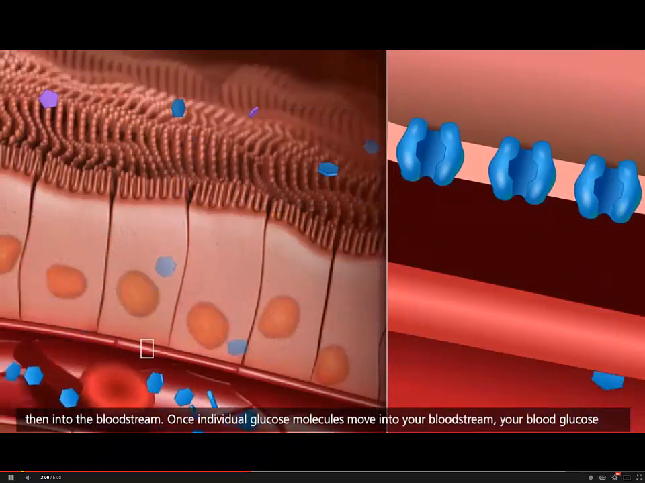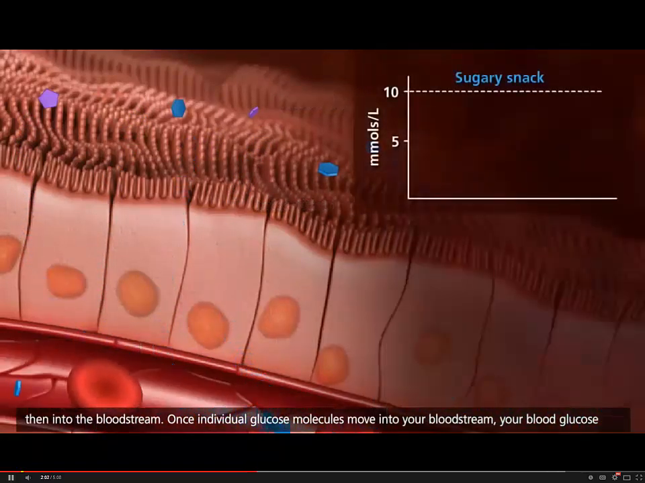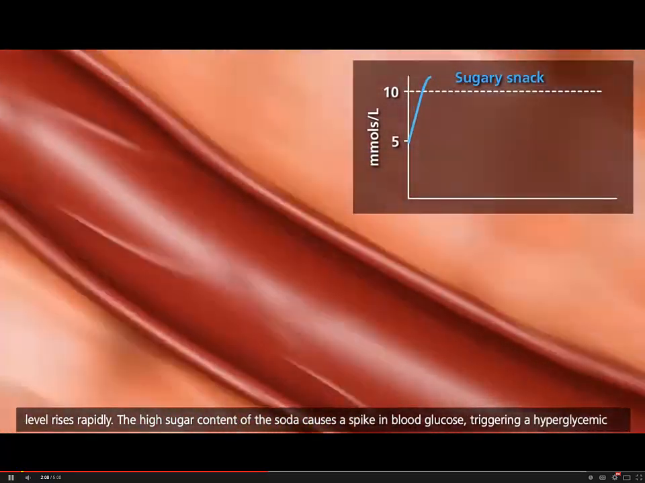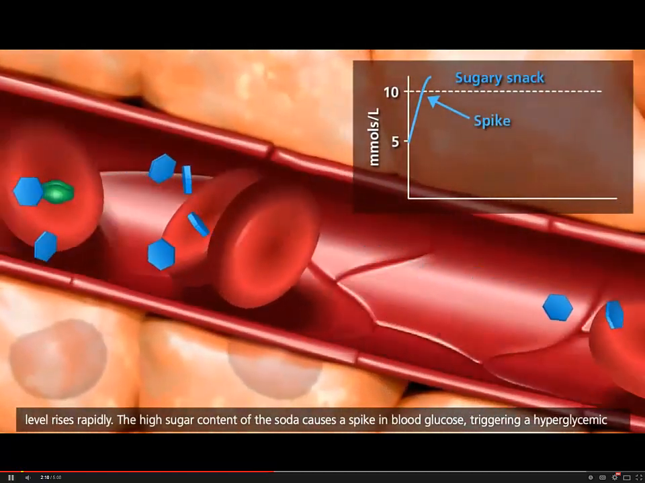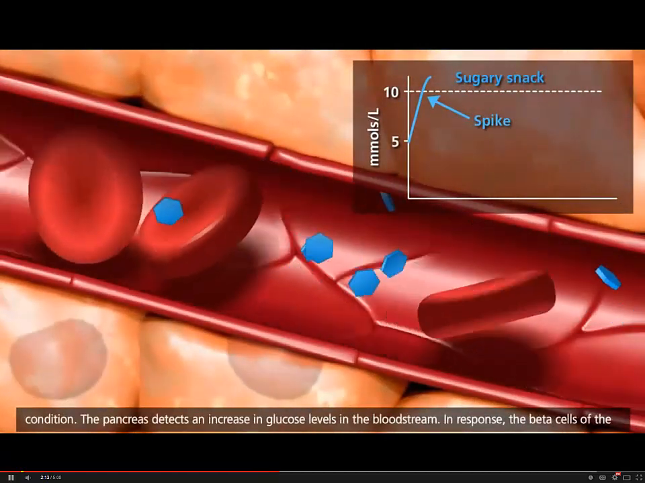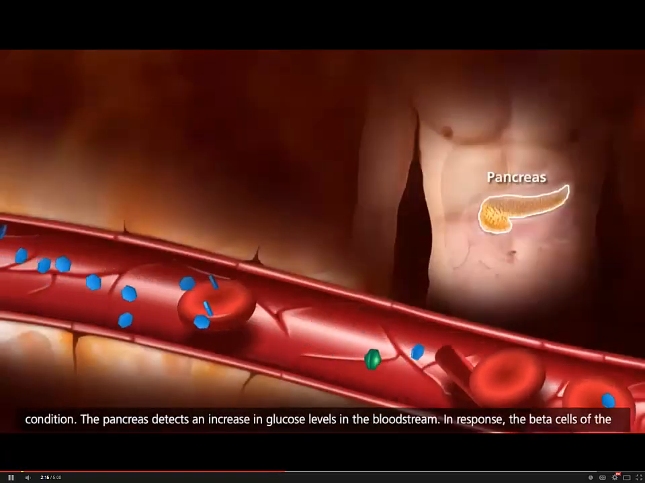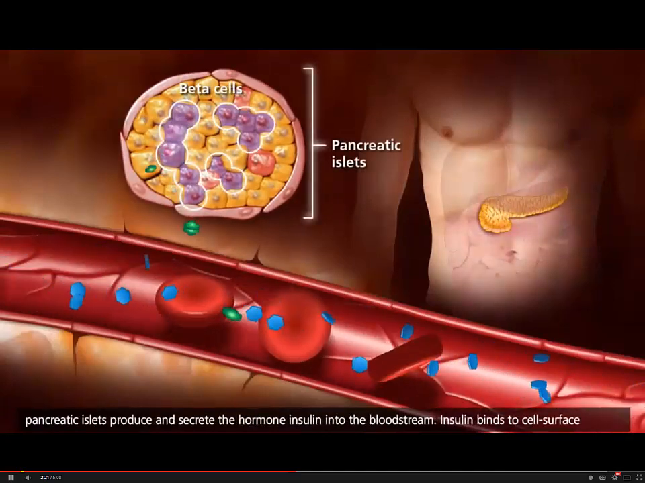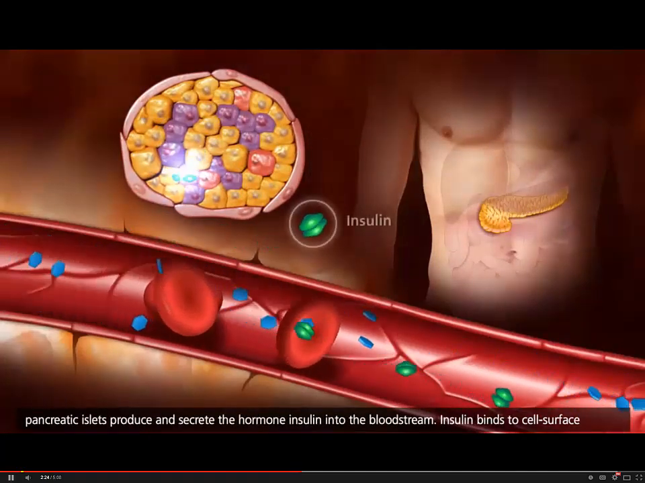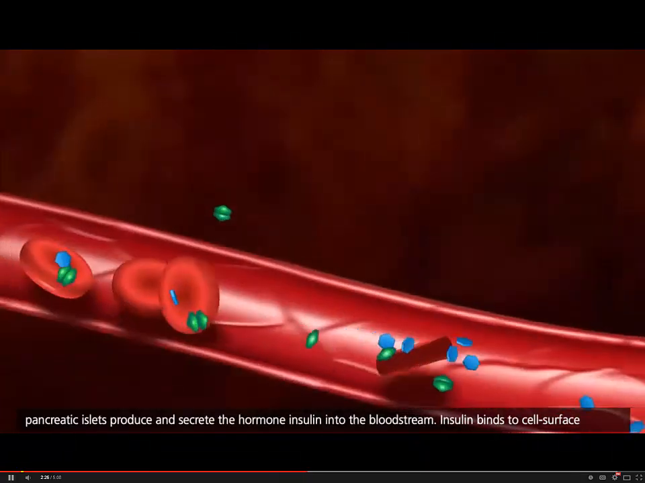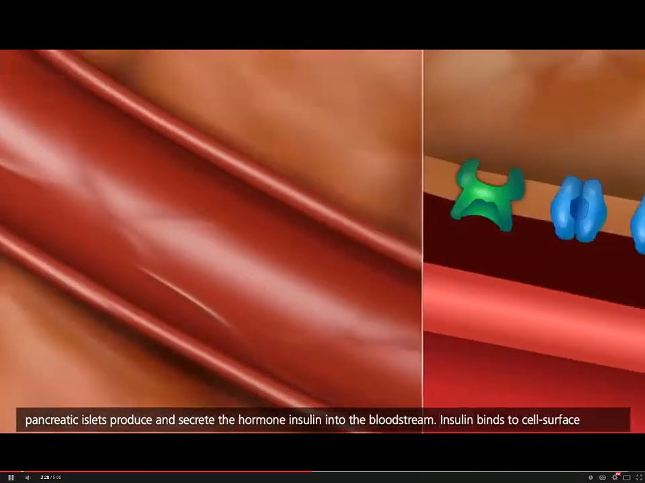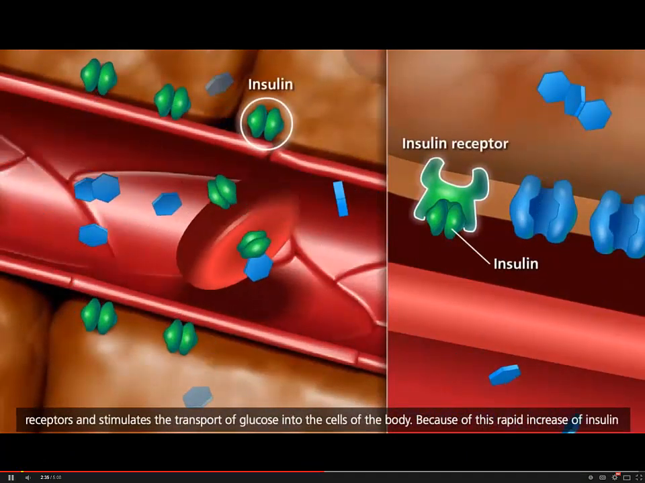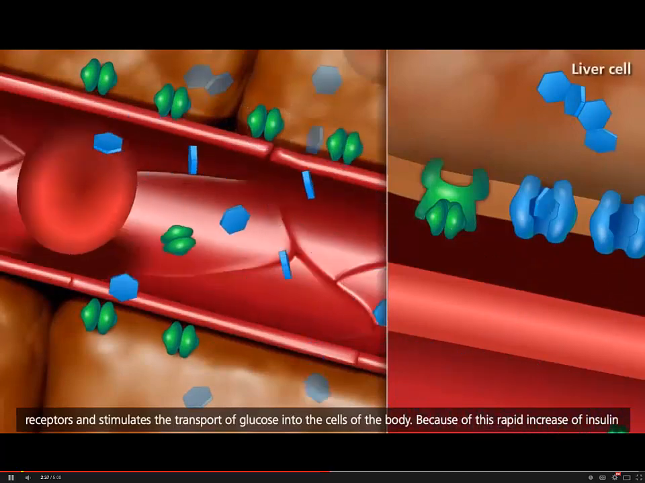Once individual glucose molecules move into your bloodstream, your blood glucose level rises rapidly. The high sugar content of the soda causes a spike in blood glucose, triggering a hyperglycemic condition. The pancreas detects an increase in glucose levels in the bloodstream. In response, the beta cells of the pancreatic islets produce and secrete the hormone insulin into the bloodstream. Insulin binds to cell surface receptors and stimulates the transport of glucose into the cells of the body.